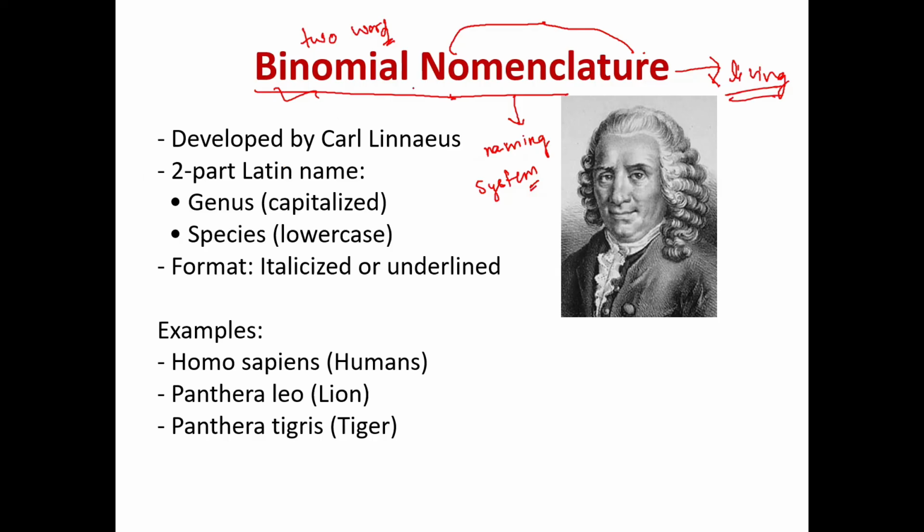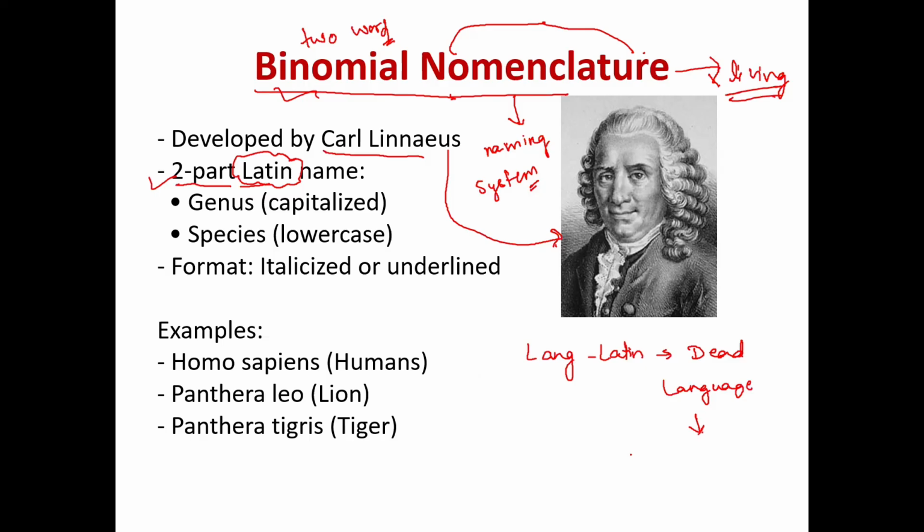Binomial nomenclature was first introduced by Carl Linnaeus. Look at his photograph. Carl Linnaeus gave a two-name system, two parts in Latin. Every scientific name is written in the Latin language. The language must be Latin. Why only Latin? Because Latin is considered a dead language. Dead language means no new discoveries, no new words are generated. So every scientific name is written in Latin.